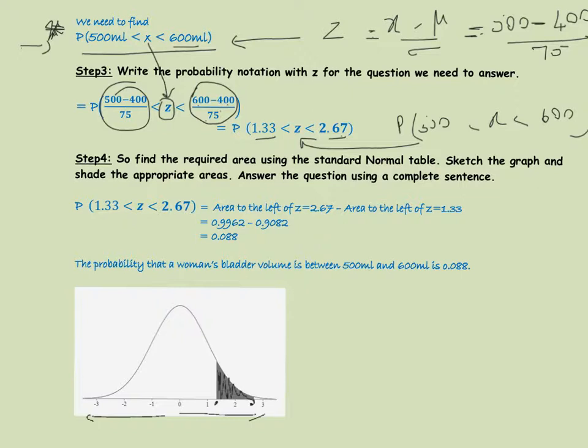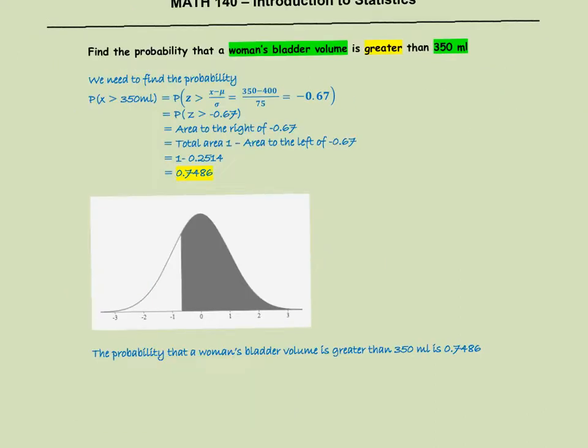So finding the area between two z values, we take the area to the left of the larger z value minus the area to the left of the smaller z value, and we can determine both from Table B. Do the subtraction, and that gives you the area sandwiched between these two z values, and that is equal to 0.088. So what we can conclude is the probability that a woman's bladder volume is between 500 and 600 ml is 0.088.